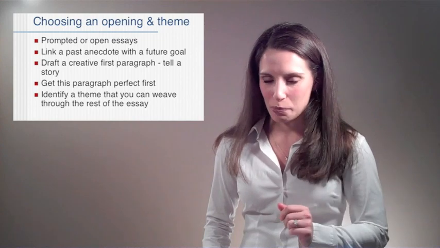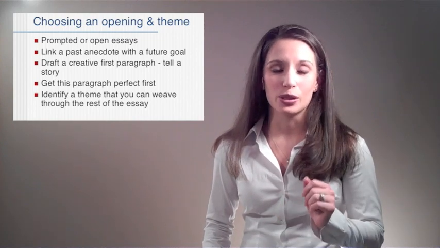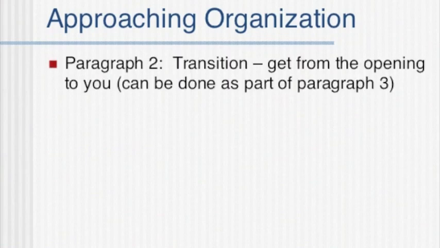Once you get that first paragraph down, that is the absolute hardest thing to do. Another 3 or 4 paragraphs that you're going to write are pretty simple. We've got this map up here, if you take a look, of the other 3 to 4 paragraphs that you could write. The second paragraph needs a transition. You need to get from that opening story to something about you. You can do this as a part of the third paragraph and merge numbers 2 and 3.